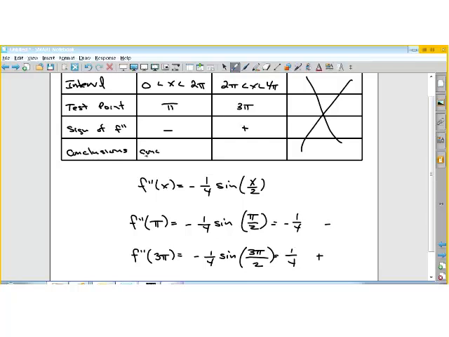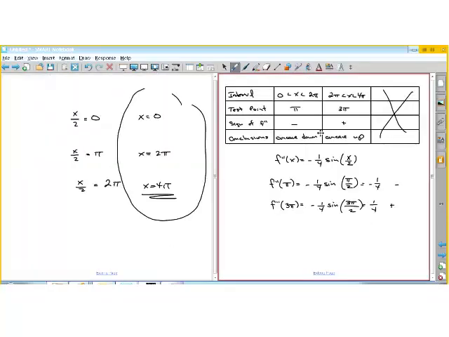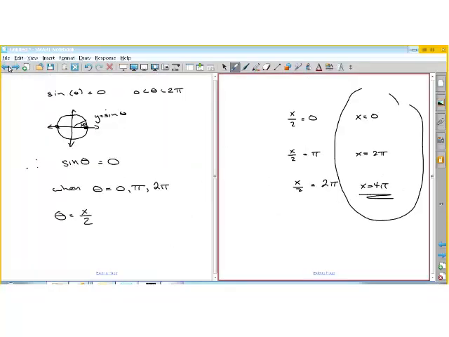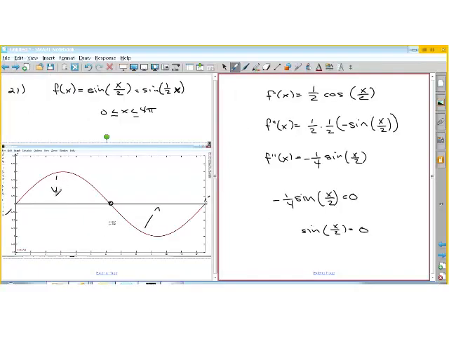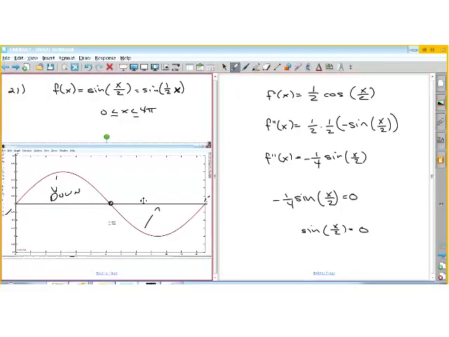So this is positive, so this is concave down. And this is concave up. Is that true? Yes. Down, up. This is 2 pi. This is 4 pi. This is 0. So we're concave down from 0 to 2 pi, and we're concave up from 2 pi to 4 pi.